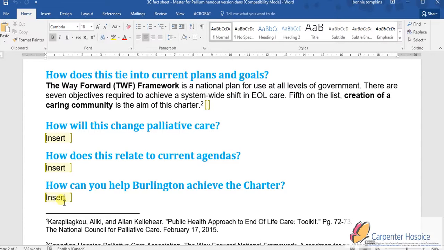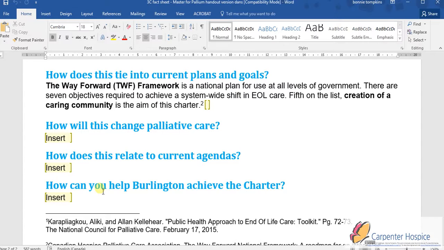Same thing with community groups. Really understand what their current initiatives are. Try and find a way to tie it all into the charter. So you're putting in this information here, you're spinning the charter in a way so that someone says, oh, I see how that ties in with our initiative.